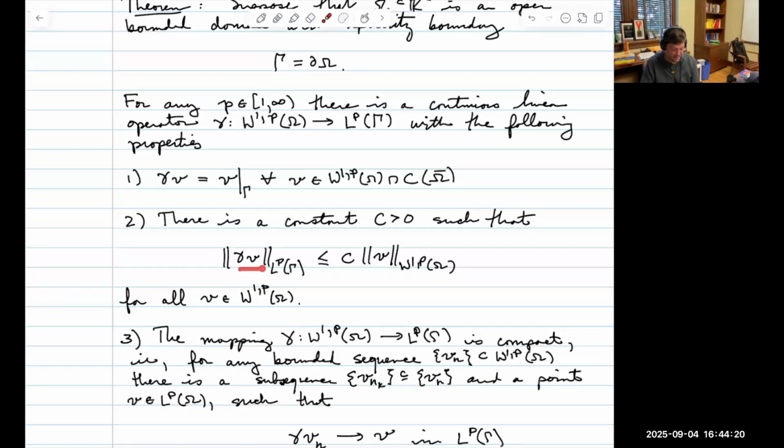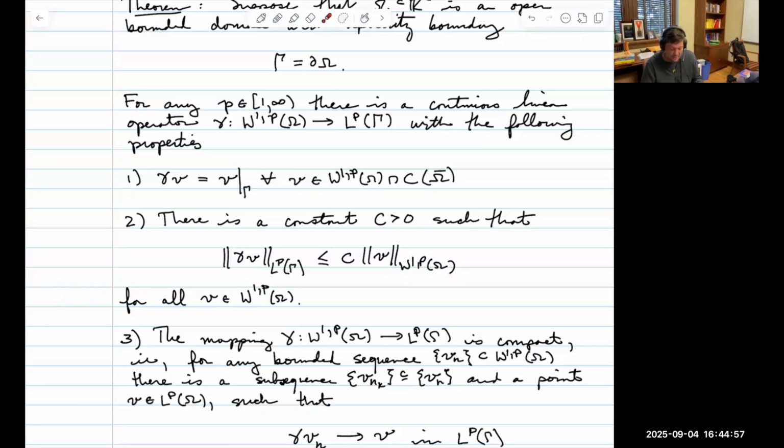If I measure the value of this, this is the value of V under this map gamma. So this is of course in this space LP gamma. So I can ask what is its norm in that space, or what is its norm in the LP norm. That has to be less than a constant, some known constant, times the norm of the function in the Sobolev space norm.